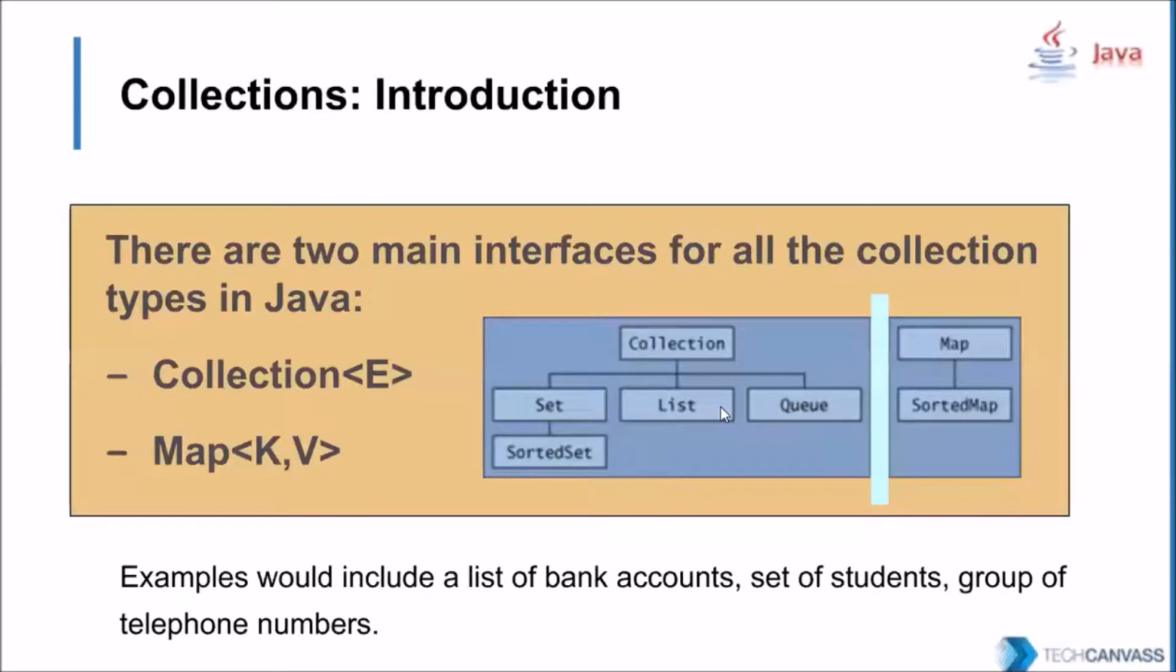This is the collection hierarchy. We have two sets of hierarchy. One is called maps and one is called collection. Now collection has child interfaces which are set, list, queue, and in sets we have sorted set, and among them we have other classes called hash maps. We have trees, we have linked list, we have array list, and all those things are actually part of this collection hierarchy.